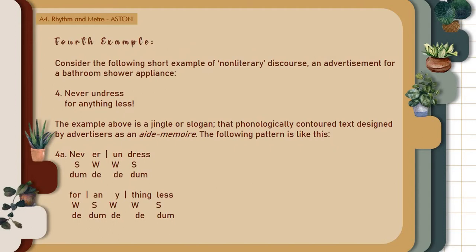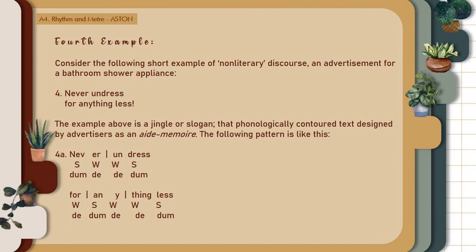So for that reason, to give an instance, consider the following short example of non-literary discourse: an advertisement for a bathroom shower appliance. Never undress for anything less. The example above is a jingle or slogan, a phonologically contoured text designed by advertisers as an aide-memoire. A simple text to be sure, but nonetheless it makes use of an interesting metrical scheme.